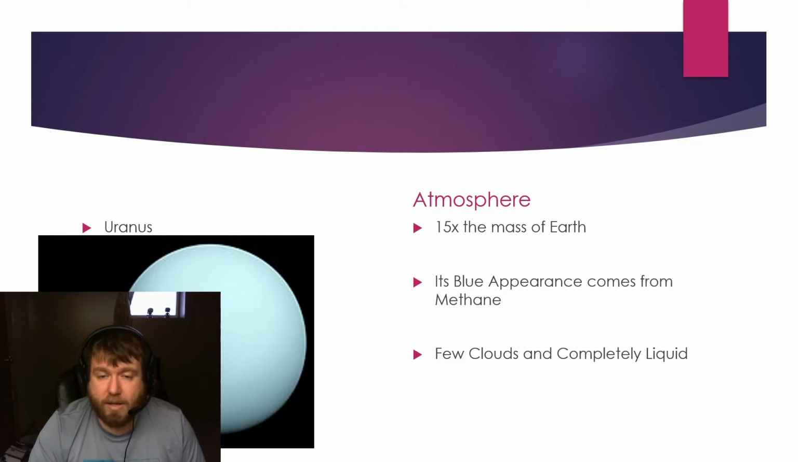Okay, it is 15 times the mass of Earth, so it is much bigger than Earth, and its blue appearance comes from methane. This planet is mostly made up of the gas methane. It has few clouds and is completely liquid. So there is nothing solid, to our knowledge, to Uranus. It is completely liquid methane.